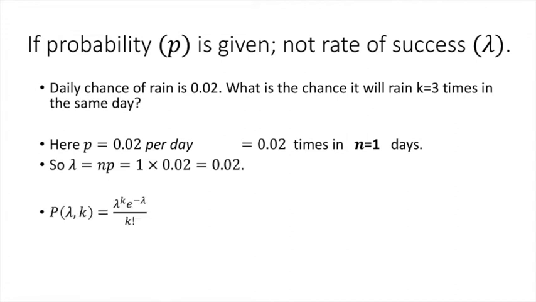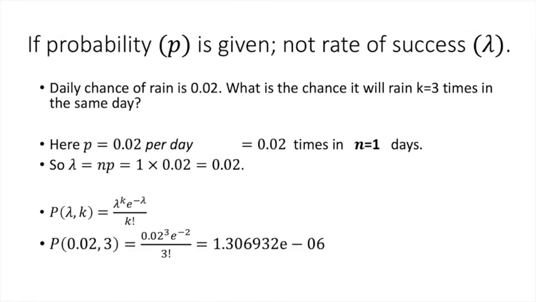So now that we have both lambda and k, we can substitute it in the Poisson distribution formula. Hence, the chances that it will rain thrice in the same day are very small. And that's acceptable because the chances of rain in any given day already is very low. It's only 2%. So, what could be the chances that it will rain thrice in the same day? So, makes sense.